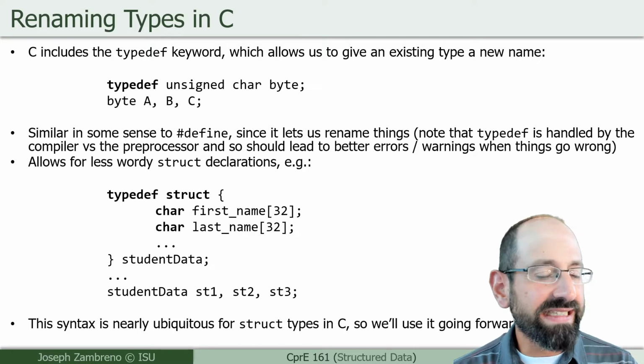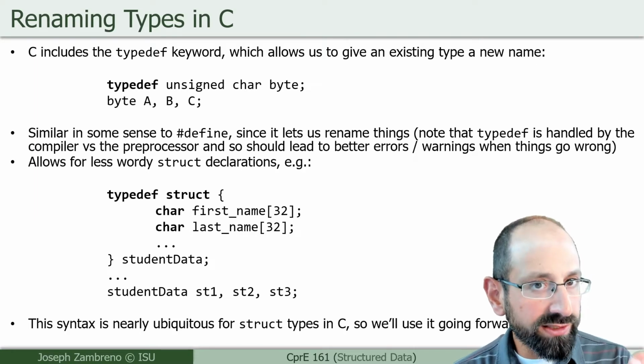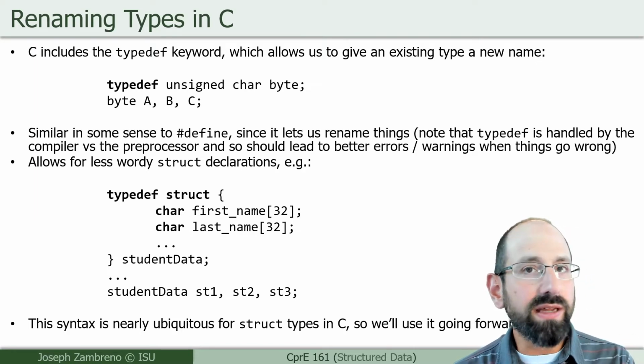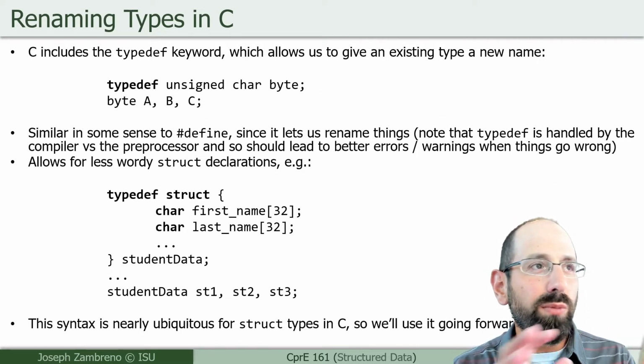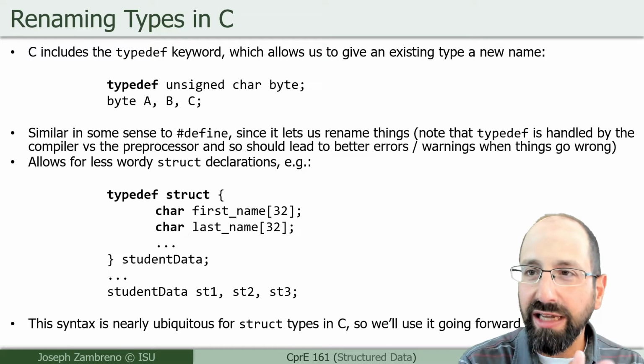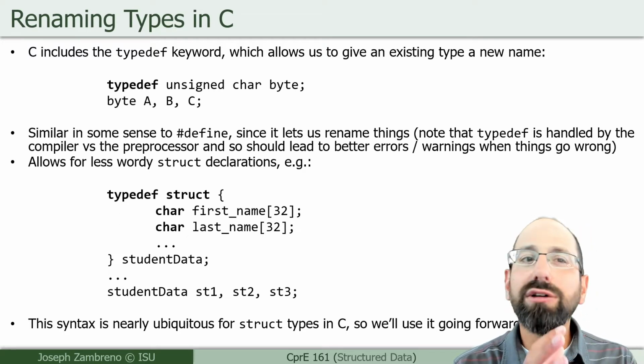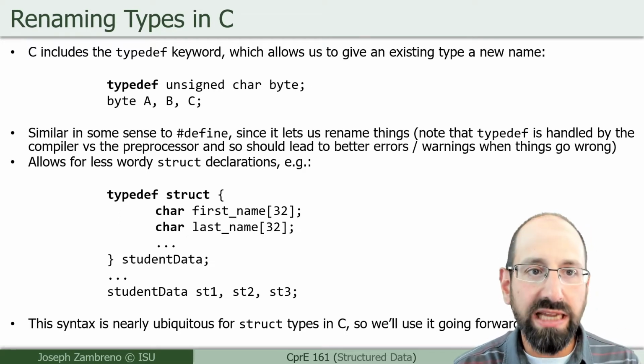We can also refer to it as a byte, so we can actually then use byte as a variable type here. It's similar in some sense to that preprocessor macro, that #define, but typedef is handled by the compiler versus the preprocessor, so it should be a little bit more meaningful in terms of the compiler errors we'll get when some things go wrong. It does allow us to have slightly less wordy struct declarations.